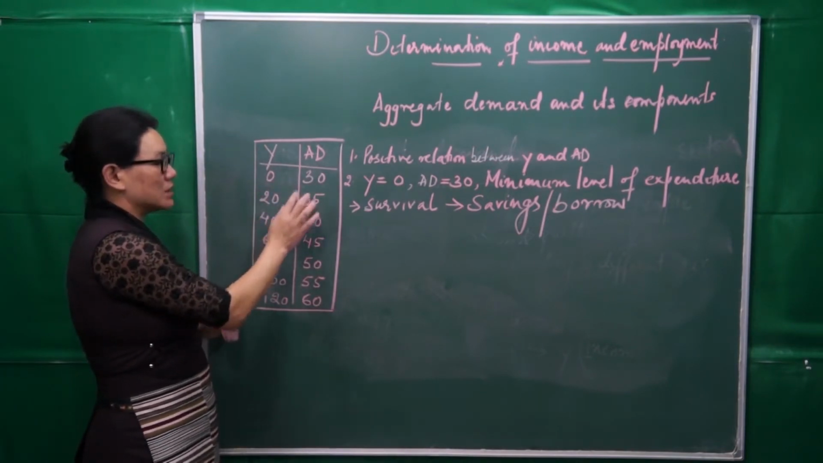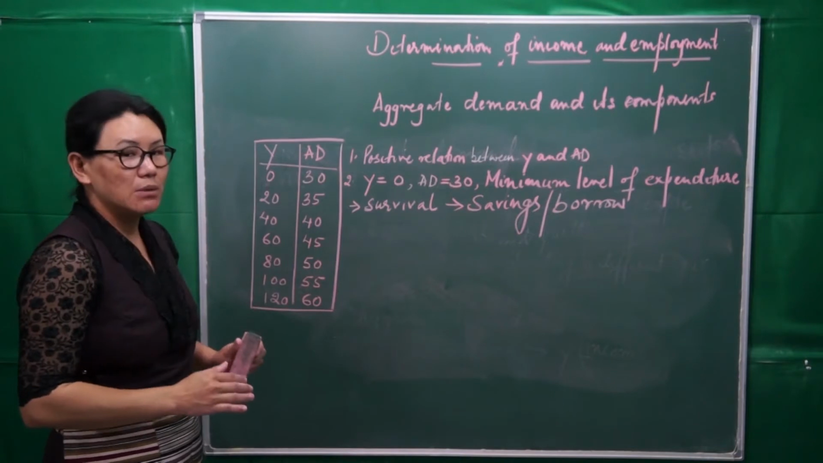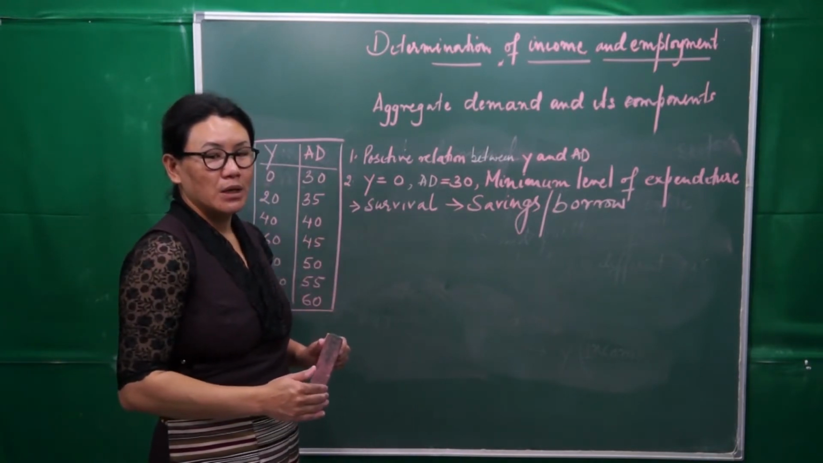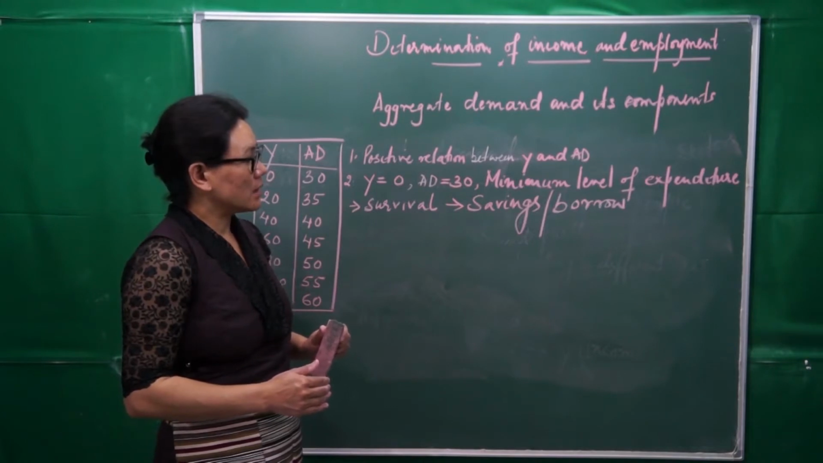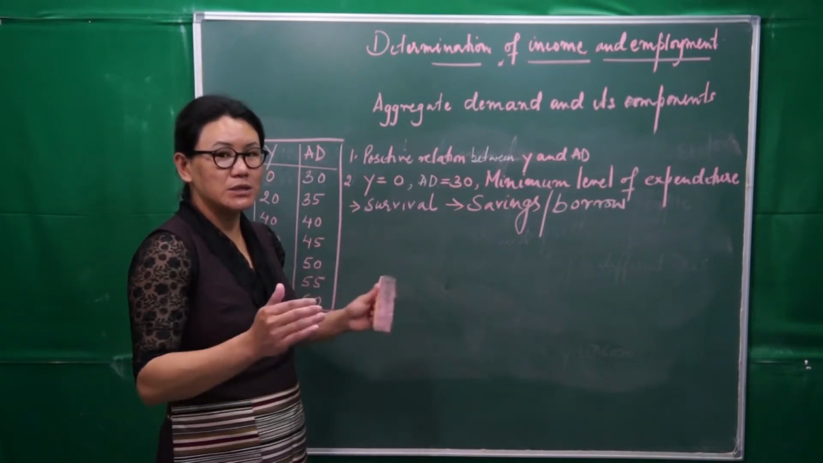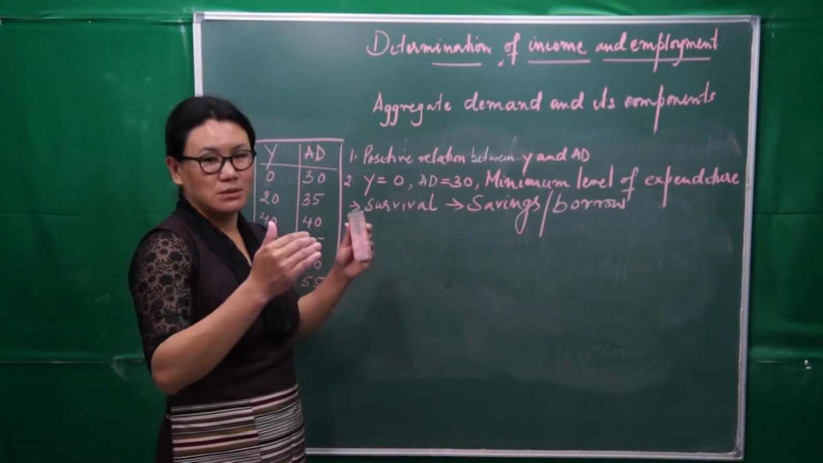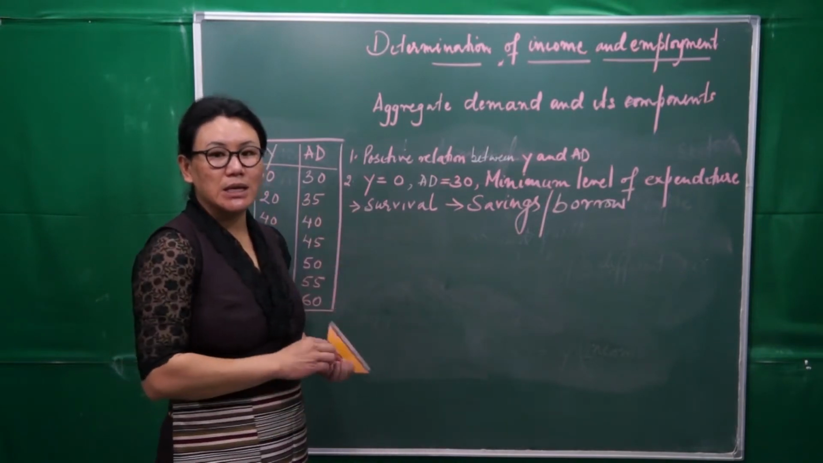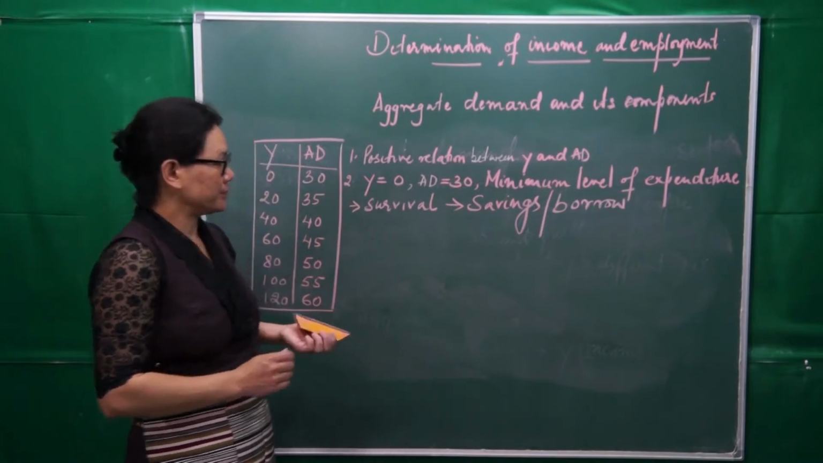When income is zero, there will always be a minimum level of expenditure. In the next chapter, you're going to study about this again, and we call this by different names. Okay, that I'll say in your next chapter.